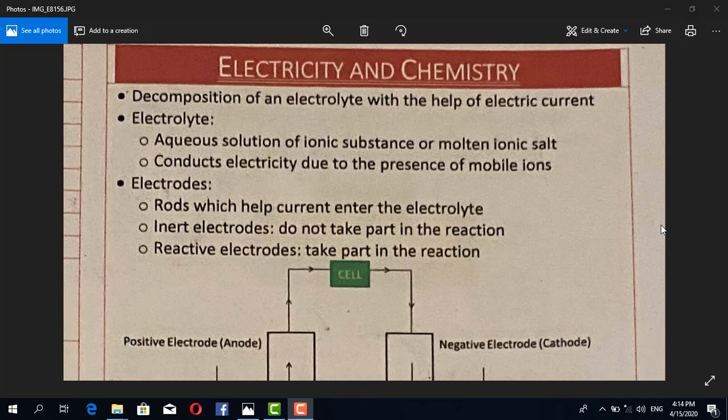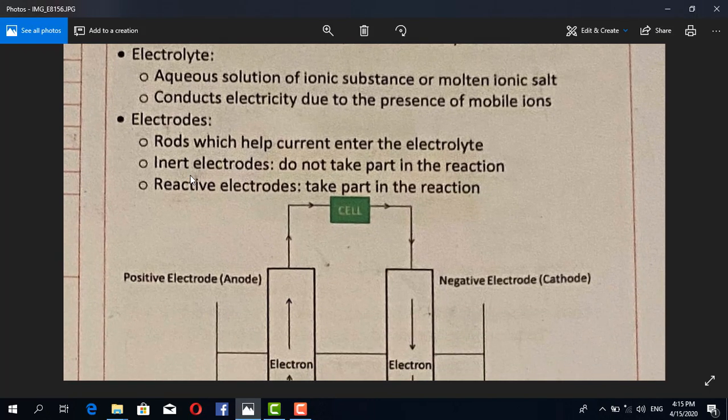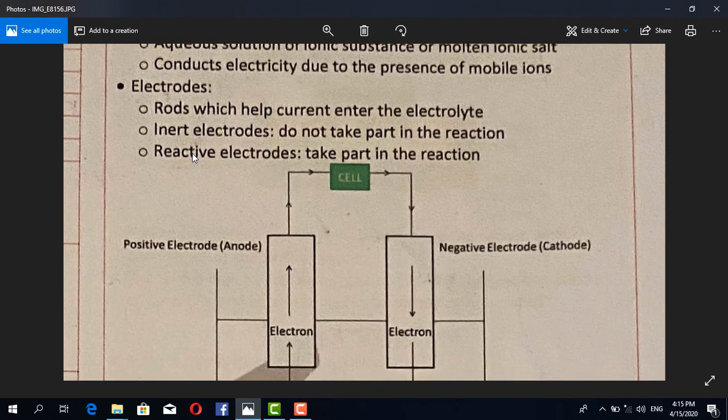For example, the substance whose ions I want to separate, I would name it the electrolyte. As an electrolyte, we've got an aqueous solution of an ionic substance or a molten ionic salt, and it has to conduct electricity, because we're separating it using current into positive and negative ions. We will explain this further in the upcoming video.